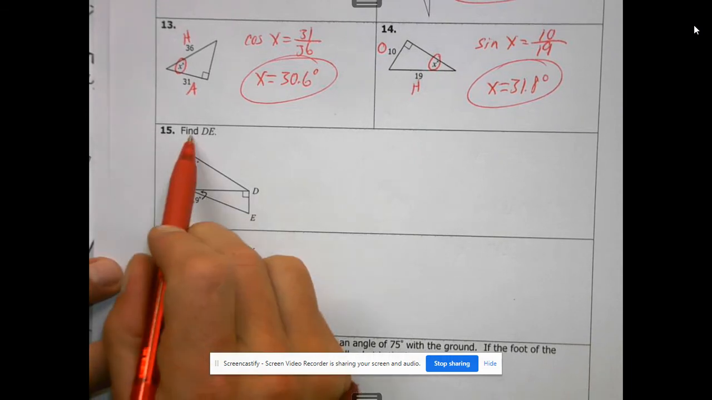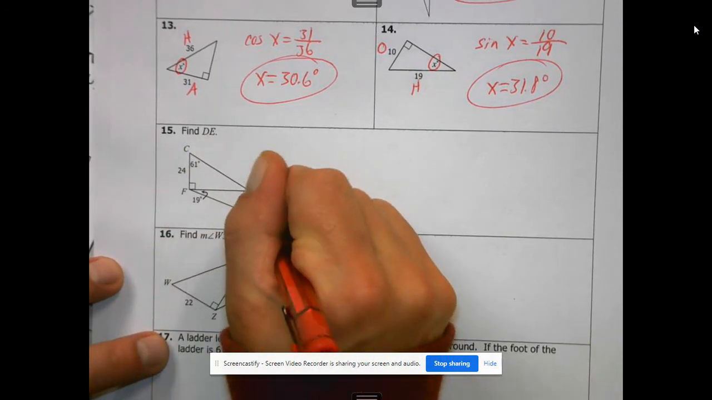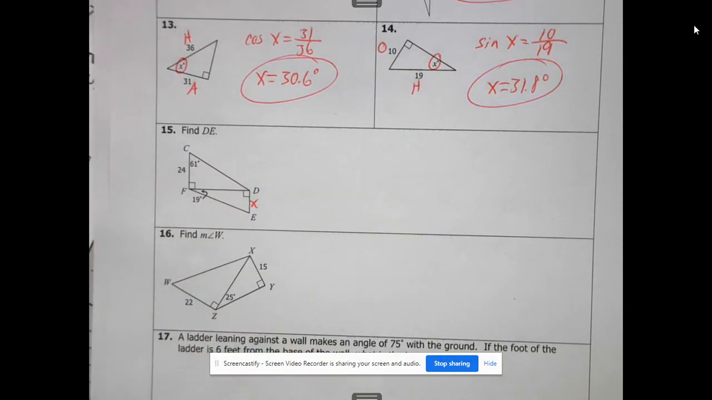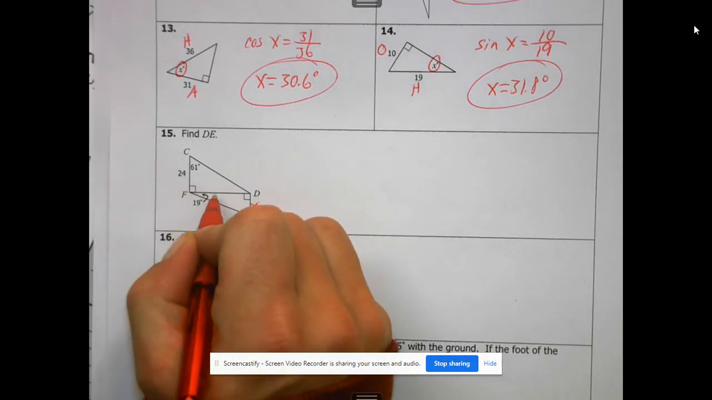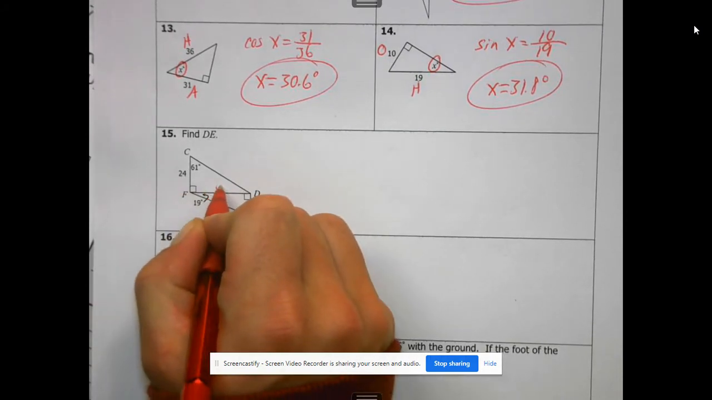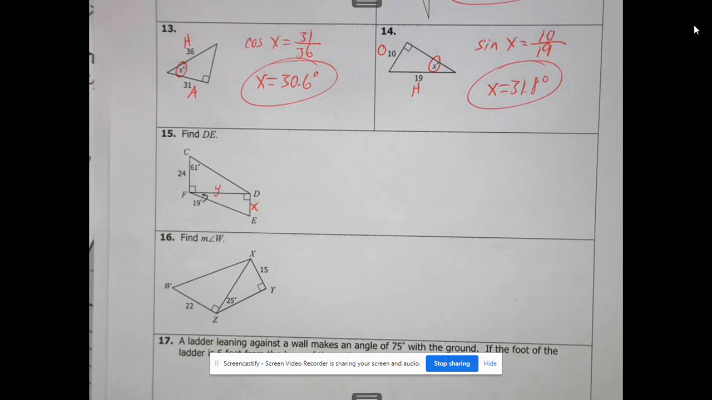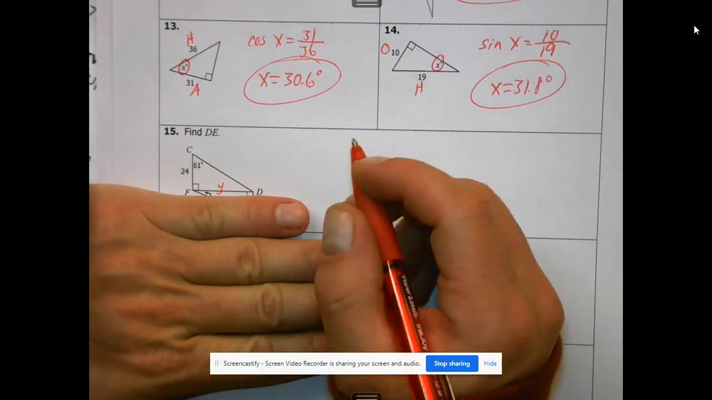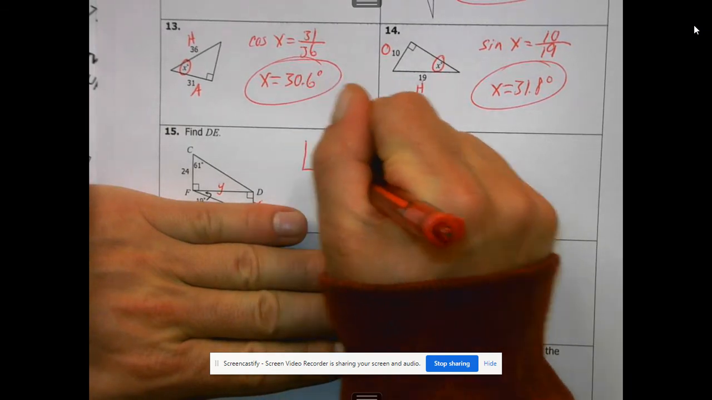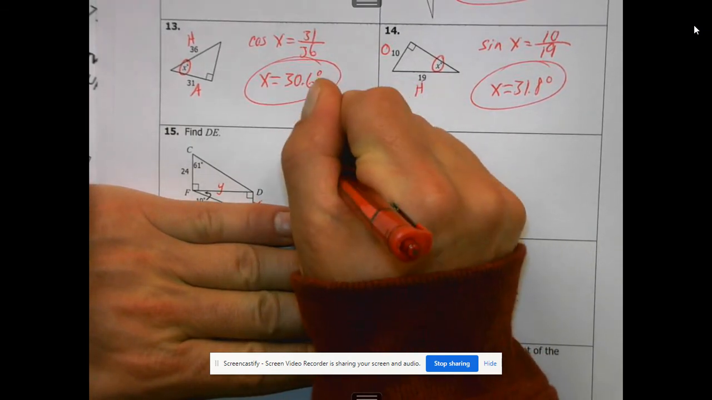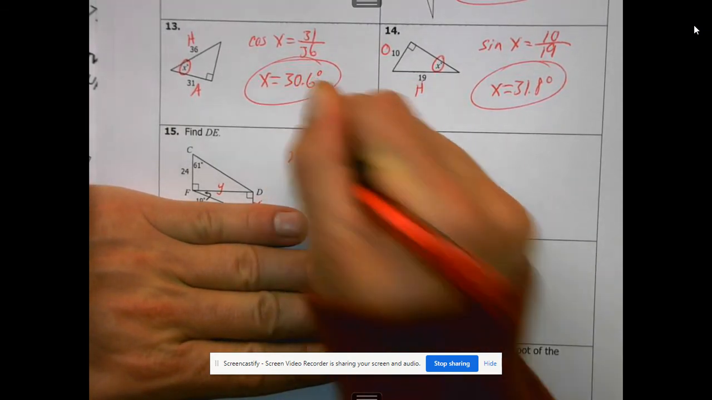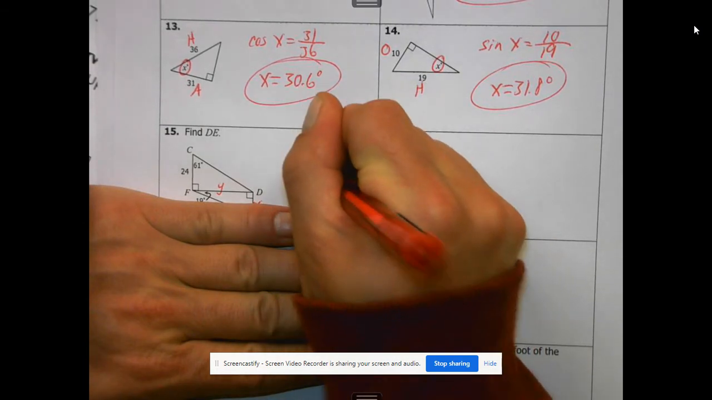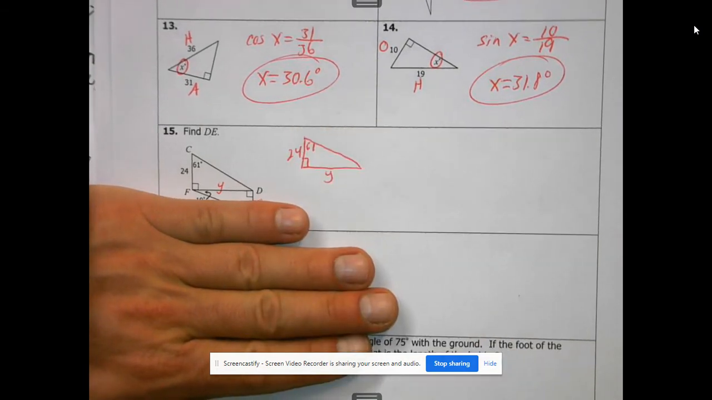All right, it says find DE. So here's DE. Let's call it x, right? But before I do that, I got to find this piece right here. So let's call that piece just a y. So I just look at that triangle right there, right? I'm just gonna pull this triangle out and kind of redo it for you. You got 61 here, 24 there, y there, 90 there, right? All right, let's do this problem.